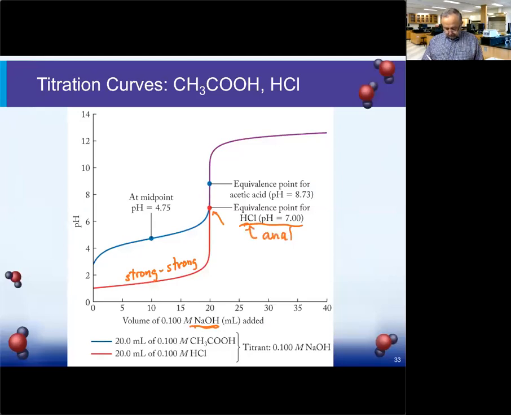And therefore, the endpoint is going to be neutral, a pH of 7. Notice that for the blue line now, this is a weak acid with a strong base. Weak acid, strong base. And in this case, the endpoint is right here.